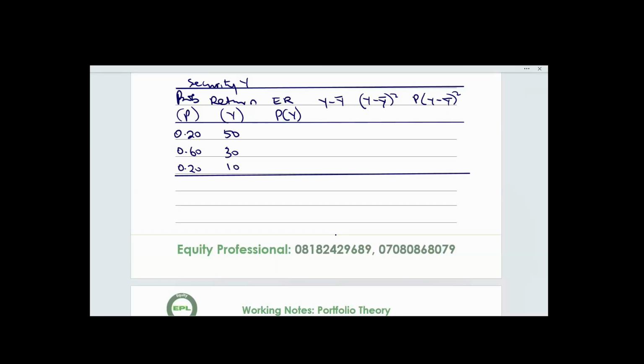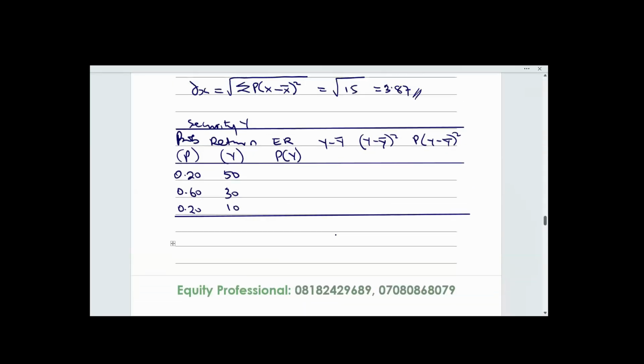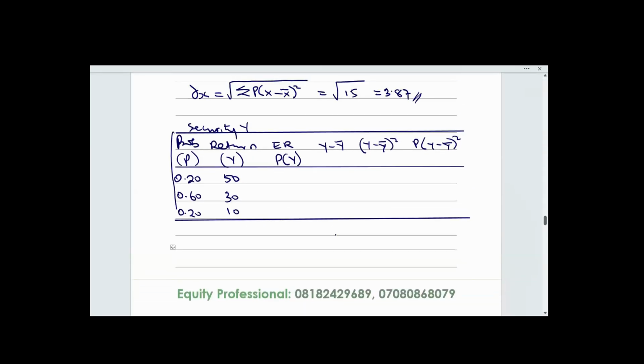So we need to get the expected return. So let's multiply. 10, 18, and then 2. When you add it up, that gives us 30. So expected return on security Y is 30.